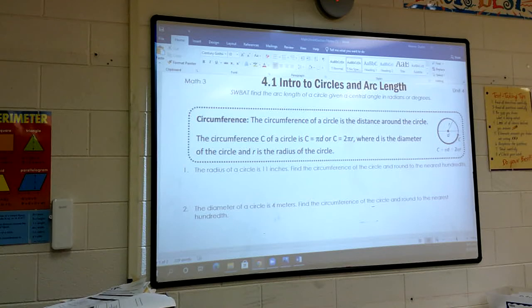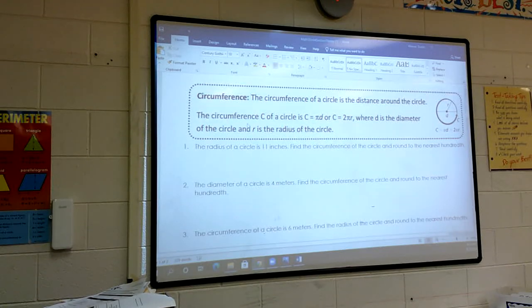Circumference of a circle is the distance all the way around the circle, and it shows you the formula for the circumference of a circle, which is pi d or 2 pi r. Those would be the same. So either one works for the circumference of the circle. D is the diameter, r is the radius. So based upon that knowledge, you should be able to answer these first three questions.